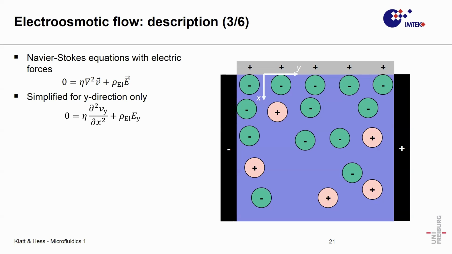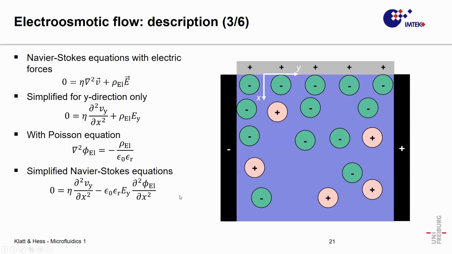So once again, we make use of the Poisson equation to solve the upper equation here. And we then enter the charge density into our equation here. And that's why we end up with this simplified Navier-Stokes equation, where we have the electrostatic field in y direction, as well as the potential, the electrostatic potential.